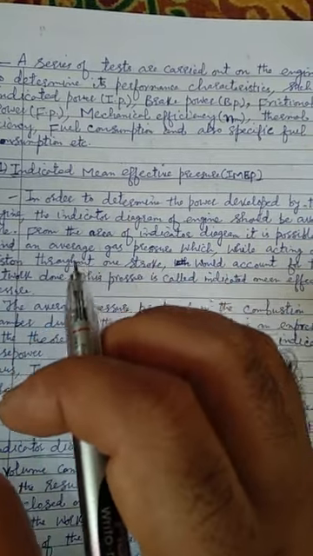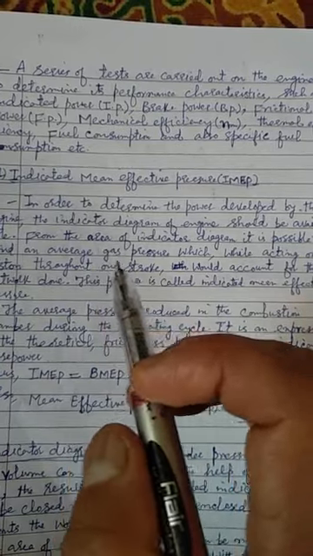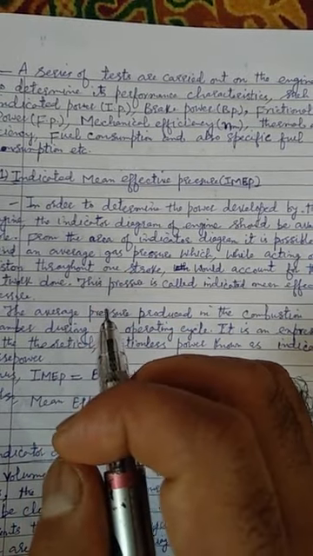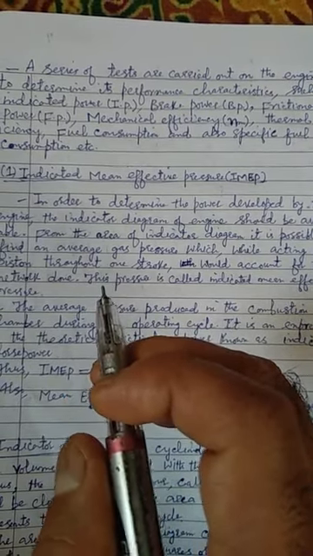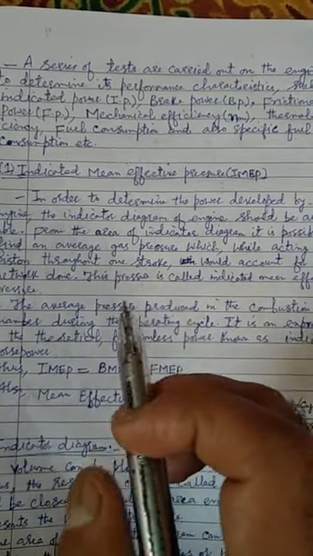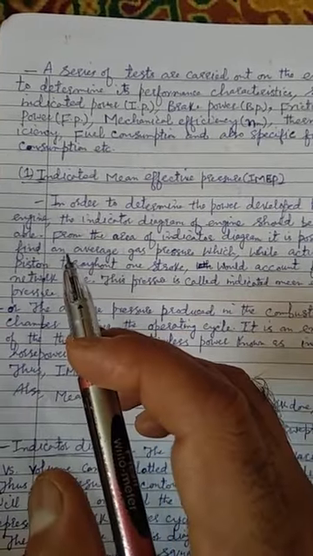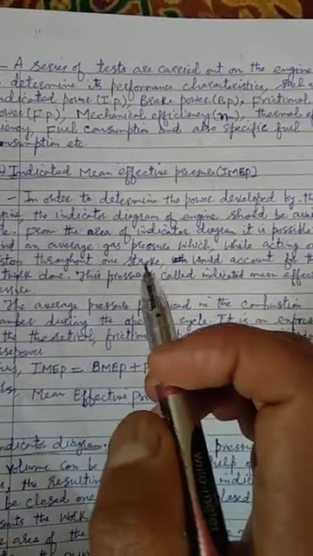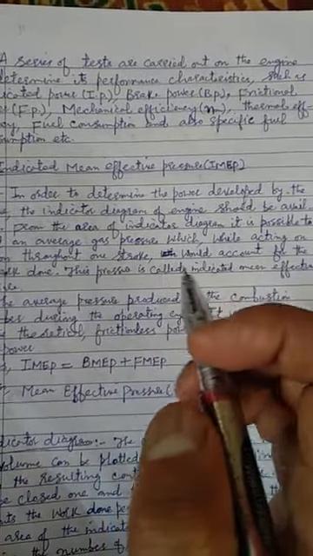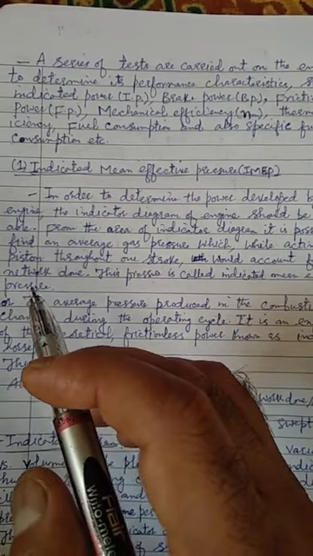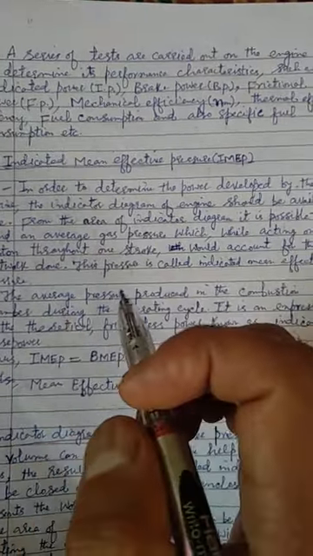As you know, the area under the PV diagram gives you the total work done per stroke. This means that from the area of the indicated diagram, it is possible to find an average gas pressure which, while acting on the piston throughout one stroke, would account for the whole network done. This pressure is called the indicated mean effective pressure.